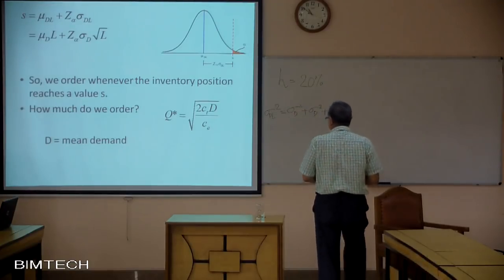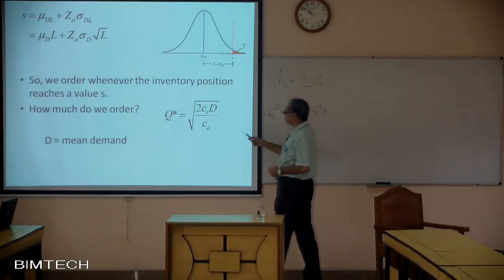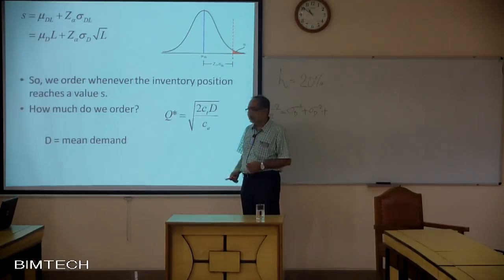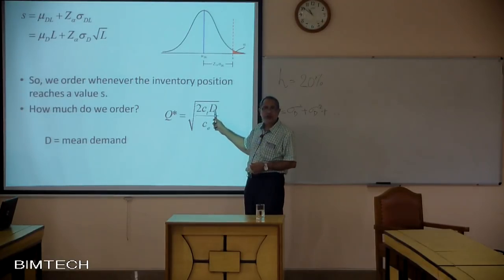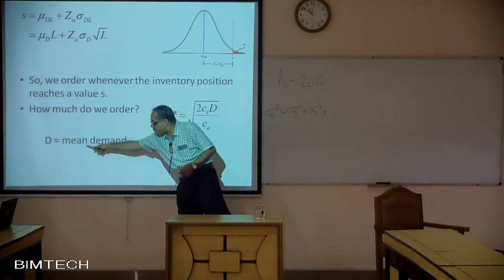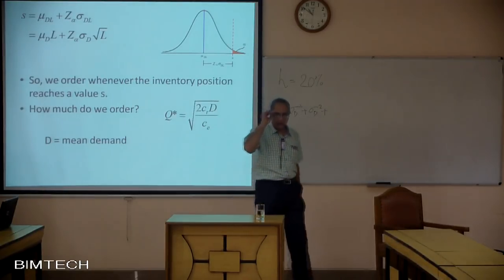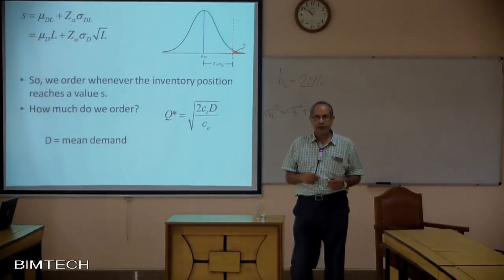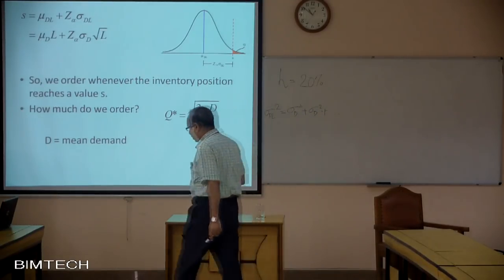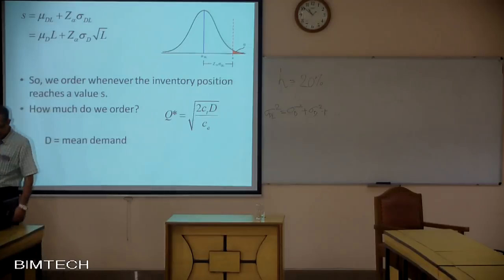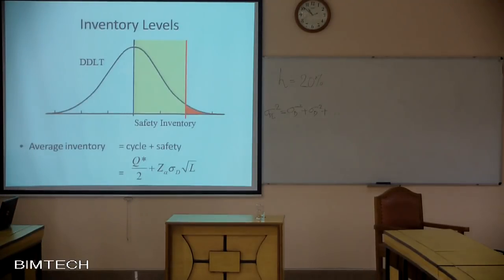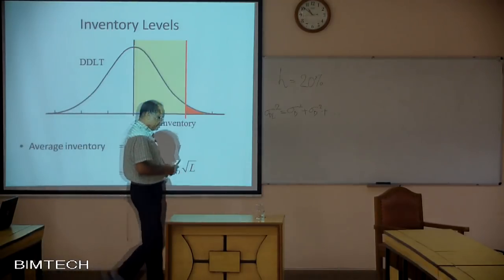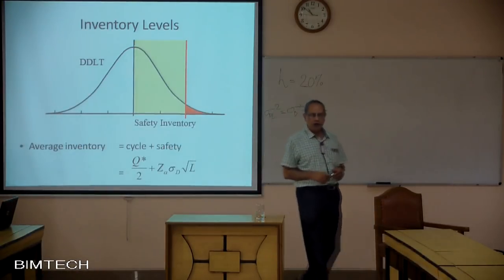The only thing we have to be cautious about is that the D, the annual demand here, is not constant. Earlier the demand was constant. In this case, it is not. And therefore, we have to take the mean demand into consideration. Okay? So pretty much this is what we need. How much to order, when to order, both of them are now known. And therefore, I come to the last slide for this module.